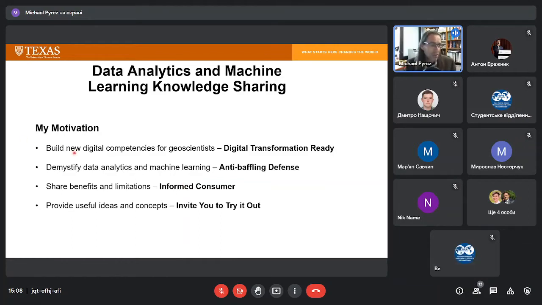What I want to do is give you the opportunity to build new skills in digital transformation technologies like machine learning. I also want to demystify. I feel there's too much mystery about machine learning and data analytics, and I want to prevent you from being baffled. I want you to be a good engineer and be able to understand the technology, and I want to help with that. I want to share benefits and limitations so that you're an informed consumer, so that when you're working with machine learning tools, you understand what can be done, what cannot be done, and what to expect from it. Also, I want to provide useful ideas and concepts and then invite you to try things out.